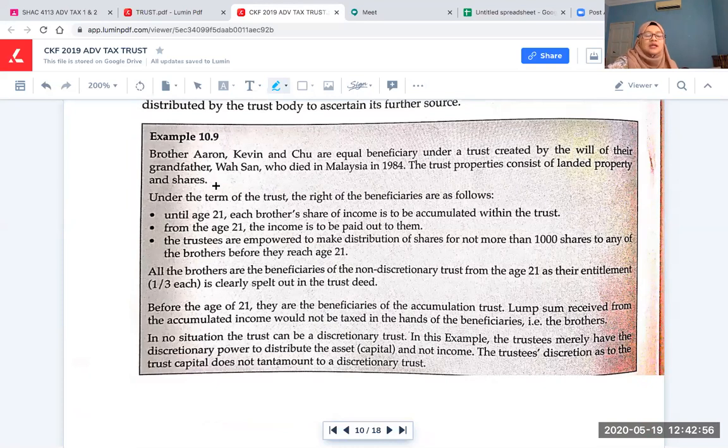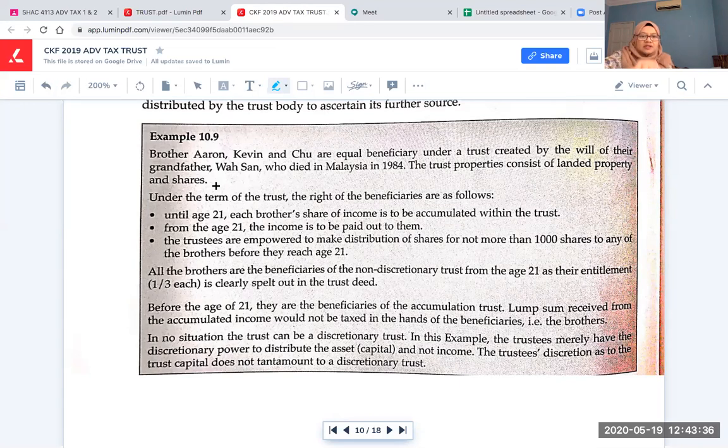They clearly mention that until age 21, each brother's share of income is to be accumulated within the trust. From age 21, income is to be paid out to them. The trustees are empowered to make distribution of shares of not more than 1,000 shares to any of the brothers before they reach age 21. So you can see the will very clearly mentions how they are going to distribute the income. All the brothers are beneficiaries of the non-discretionary trust from the age of 21, as their entitlement, which is 1/3. What did I say just now? Equally, right? It's clearly spelled out in the trust deed.